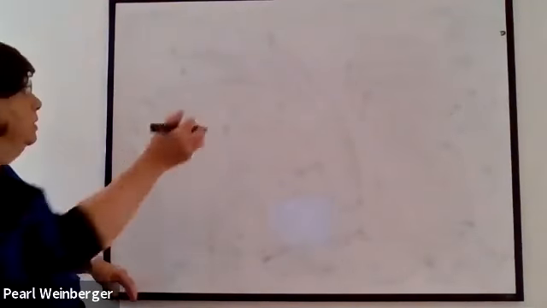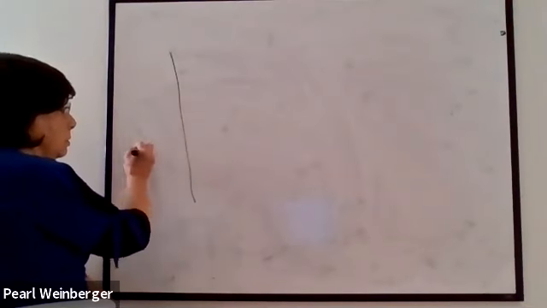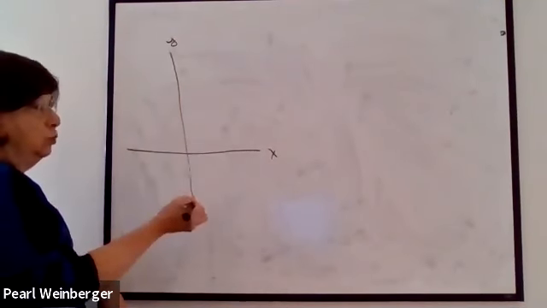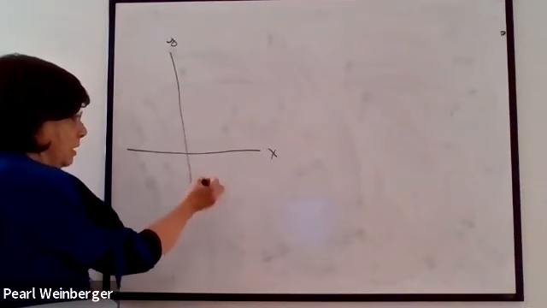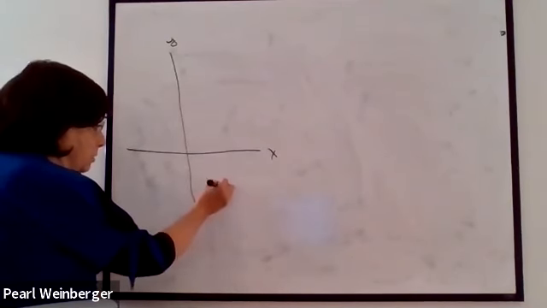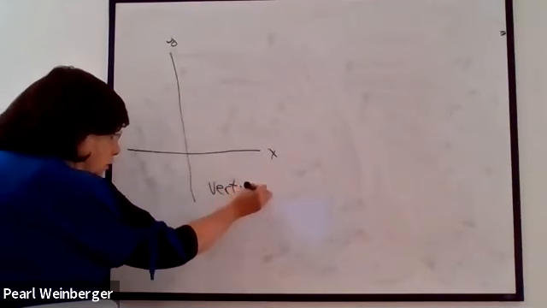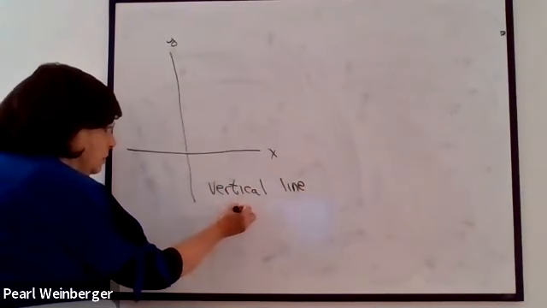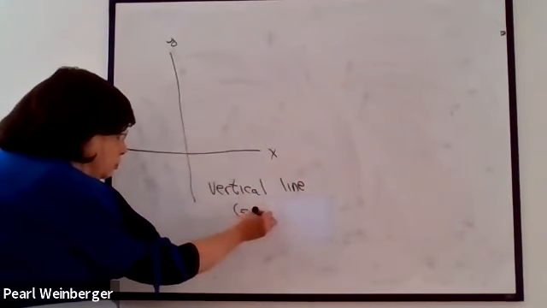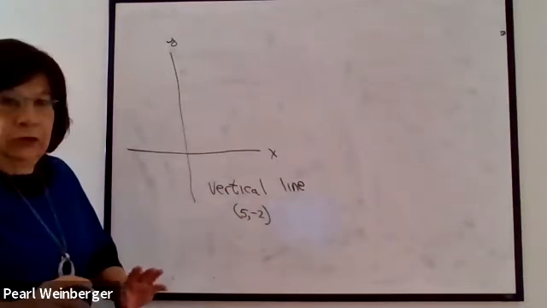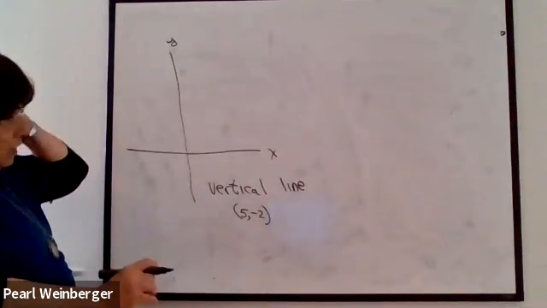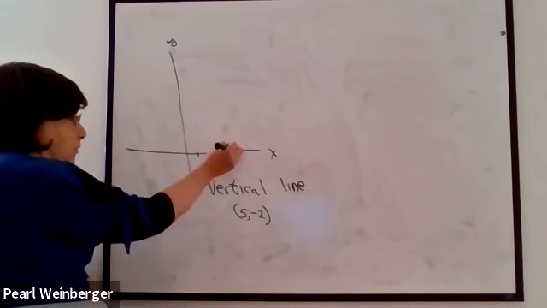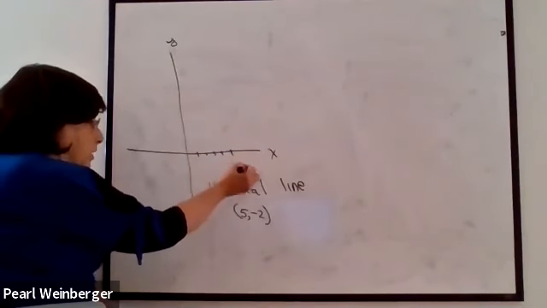So first, let's look at this. Suppose I wanted you to write the equation of a line that is a vertical line. I want the equation of a vertical line going through the point 5, -2. So I'm just going to do a quick sketch of this. Here's the point 5, -2. 1, 2, 3, 4, 5. 1, 2. Here's my point 5, -2.